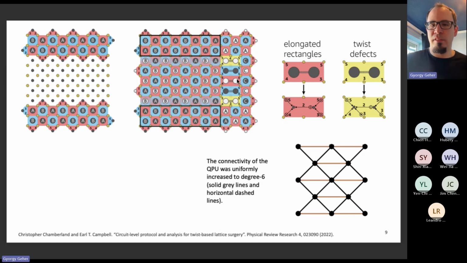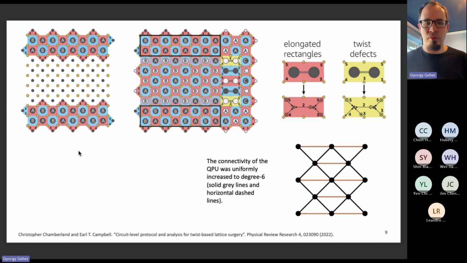But you need elongated rectangles and also the twist defects. A twist defect is a weight 5 stabilizer. In this case here, this should be Z, X, X, X, and Y. So typically we have Y in the middle here, and X or Z on the sides.